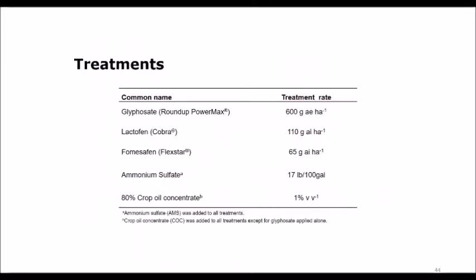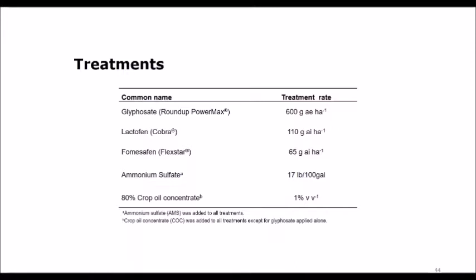And the different treatments, or different pesticides and adjuvants we were working with here, were glyphosate. And with that glyphosate, and this is not meant to be an endorsement of any of these products, the glyphosate product we used was Roundup Power Max. And I tell you that because different products are formulated differently, so that brand name or product name is very important in terms of understanding the droplet size and some of those components. So for glyphosate, we used Roundup Power Max. For lactofen, we used Cobra. For the fomesafen, we used Flexstar.